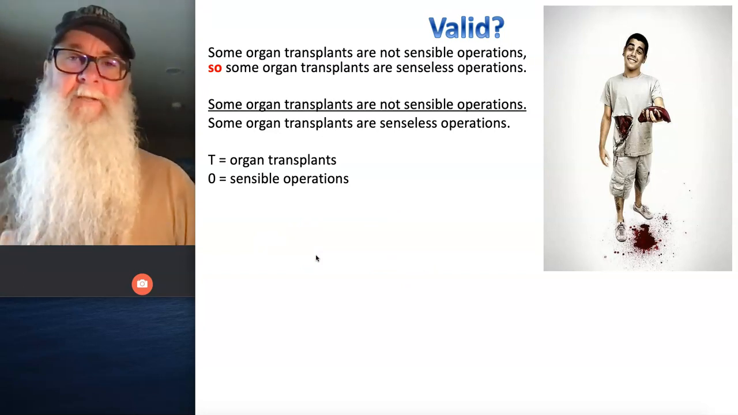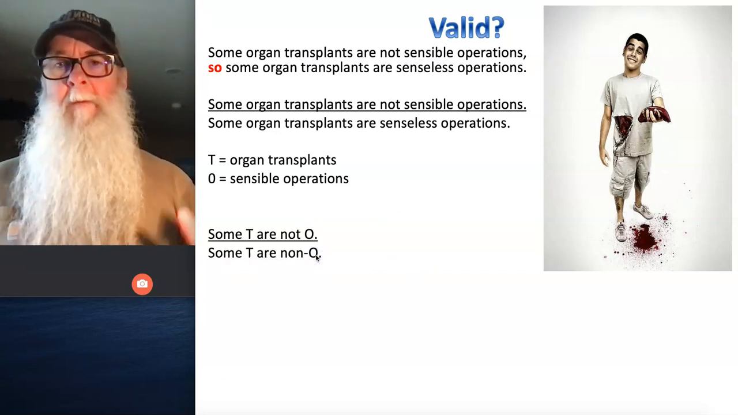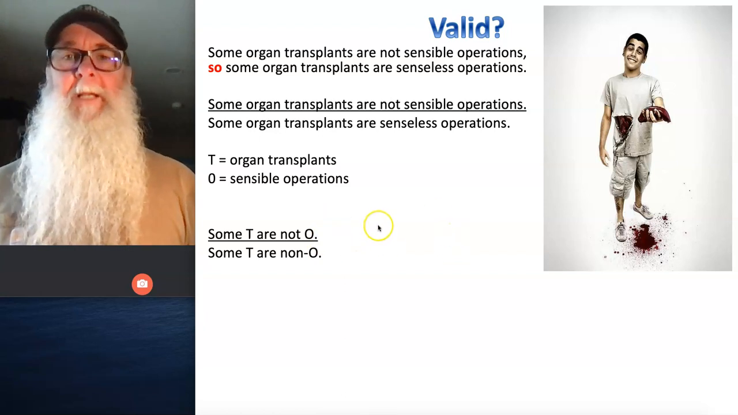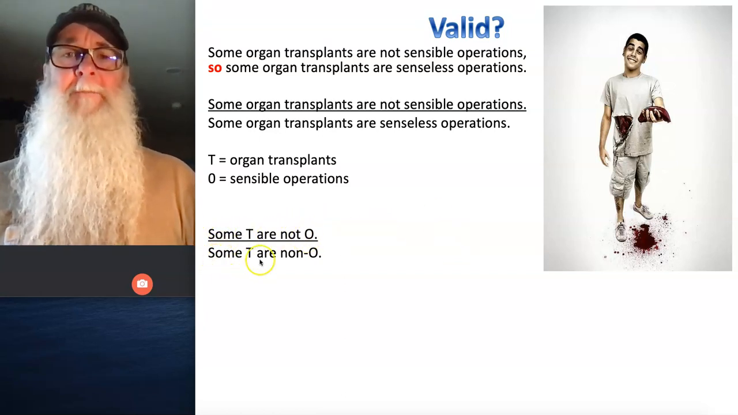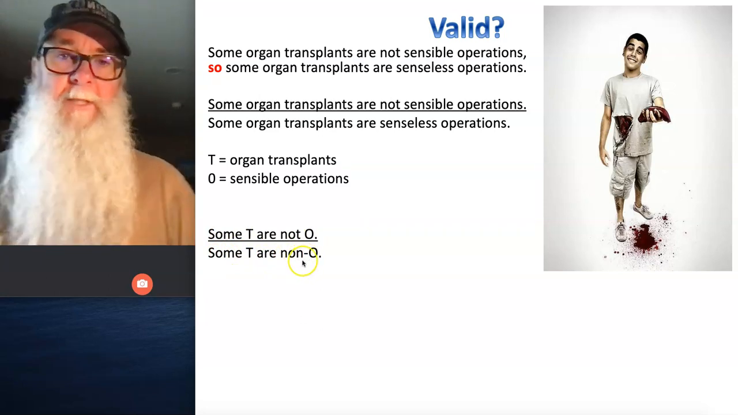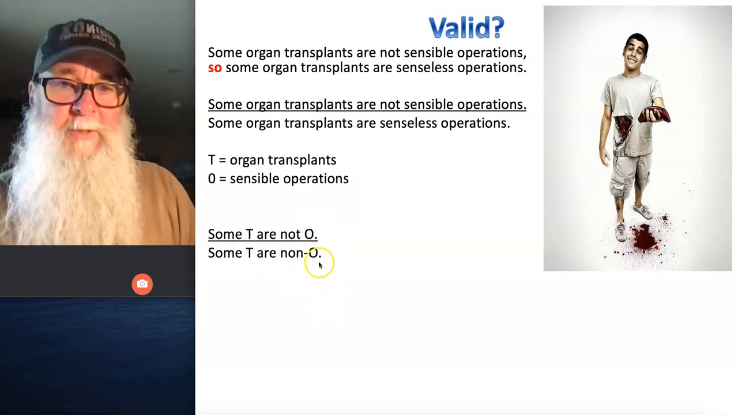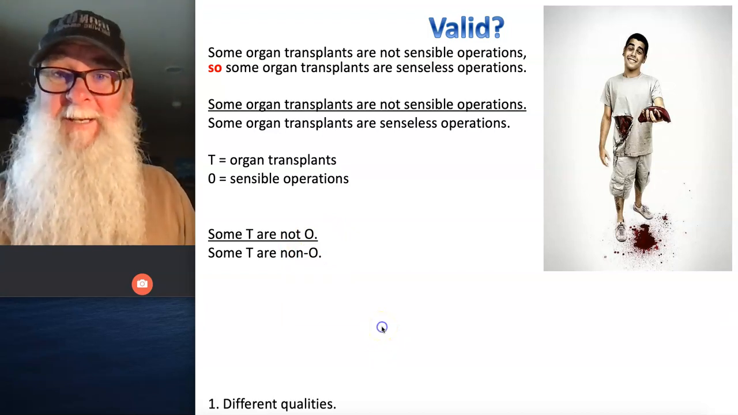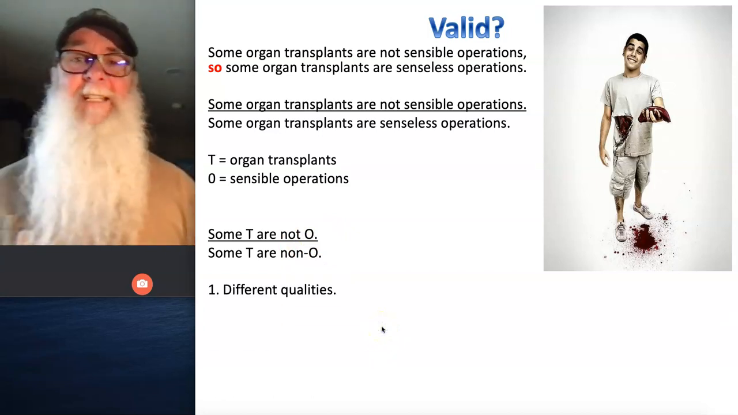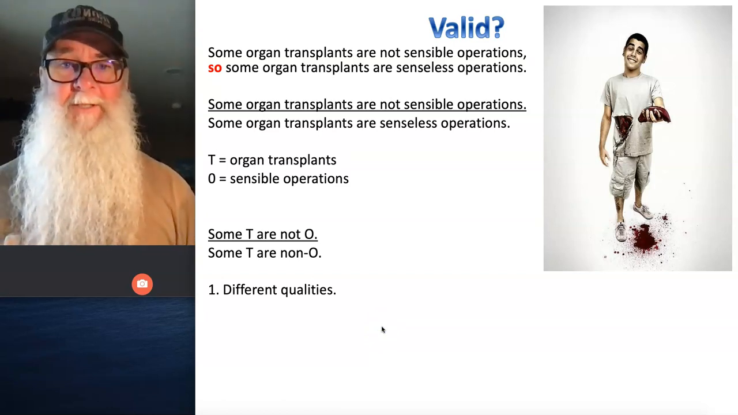You may have selected different letters. That's cool. But you should have an argument that symbolizes something like this, where you've got your premise statement, some T are not O, and your conclusion, some T are non-O, okay? Or non-whatever your predicate term was in your premise. All right, so now what I have to do is I have to identify the differences I see in these 2 statements, the premise and the conclusion.